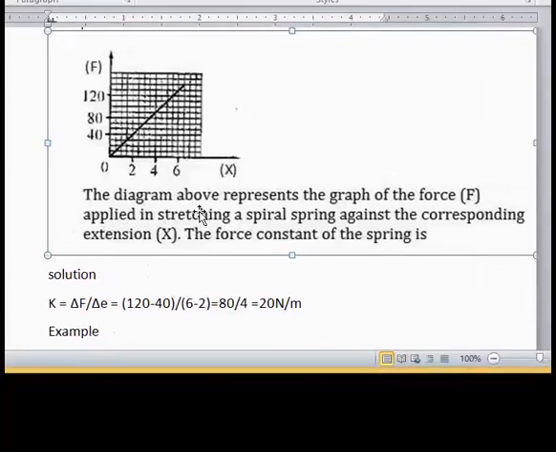Okay, it goes this way. The diagram above represents the graph of force applied in stretching a spiral spring against corresponding extension X. Find the force constant of the spring. The force constant is still the same formula, but the other thing here is that I'm calculating the force constant from a graph.